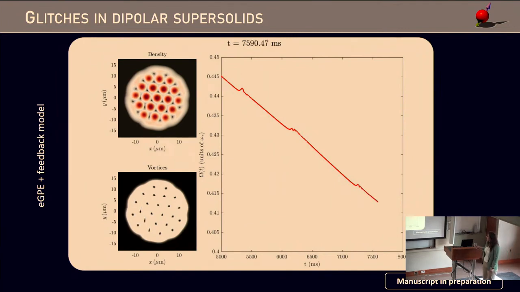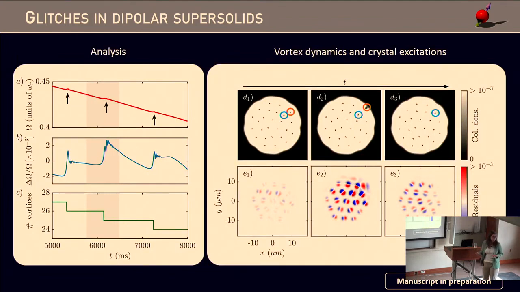So these jumps are quite small. But if you look at the order of magnitude of delta omega over omega, that is the same quantity that I showed to you before for the neutron stars, this has an order of magnitude of 10 to the minus 3.